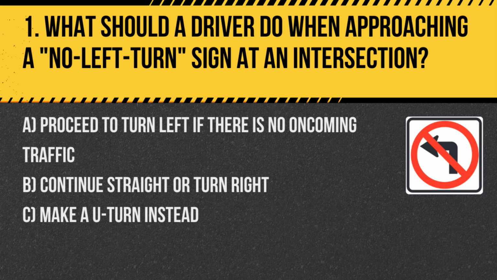Question 1. What should a driver do when approaching a no left turn sign at an intersection? A. Proceed to turn left if there is no oncoming traffic. B. Continue straight or turn right. C. Make a U-turn instead.